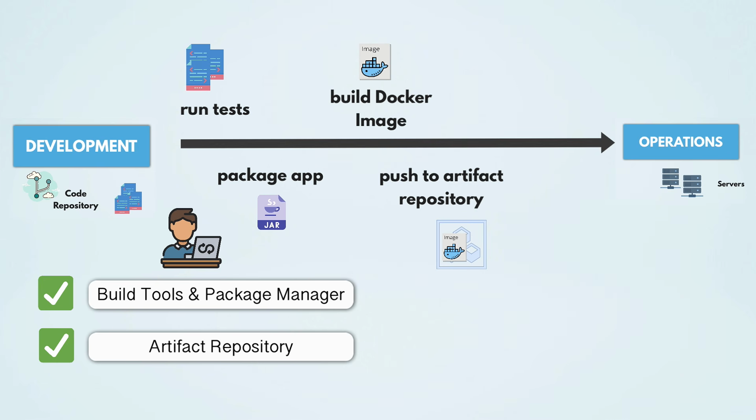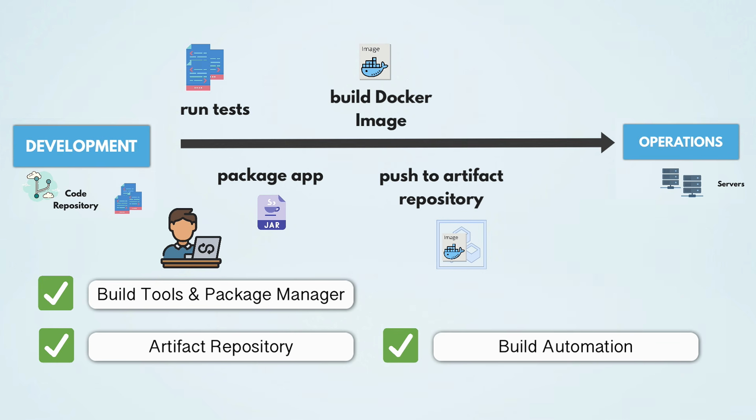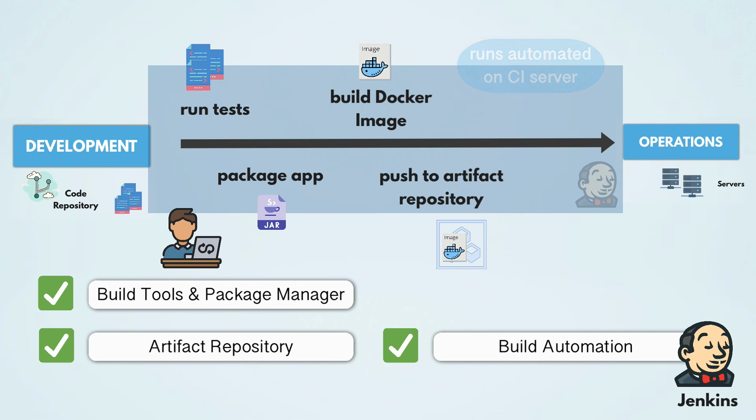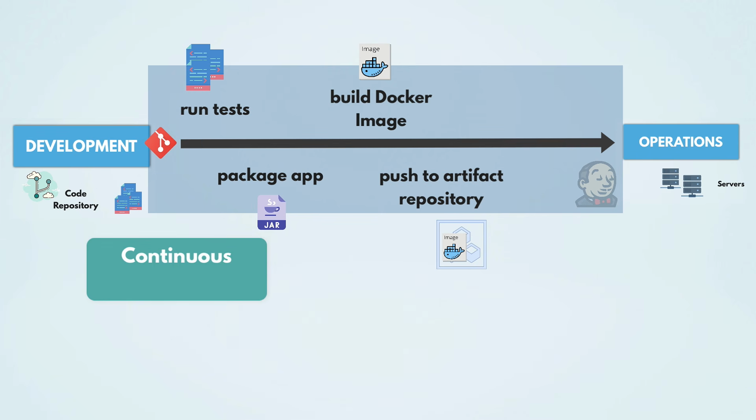And of course, you don't want to do any of this manually. Instead, you want one pipeline that does all of this in sequential steps. So you need build automation. And one of the most popular build automation tools is Jenkins. Of course, you need to connect this pipeline with Git repository to get the code. So this is part of continuous integration process, where code changes from the code repository get continuously tested.